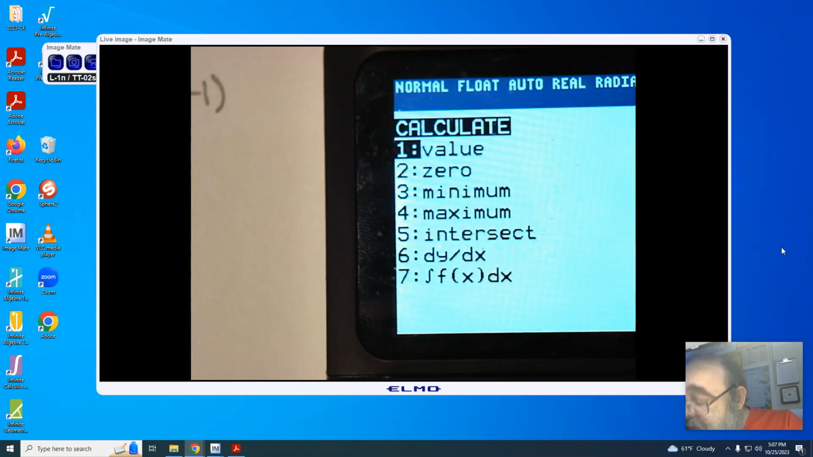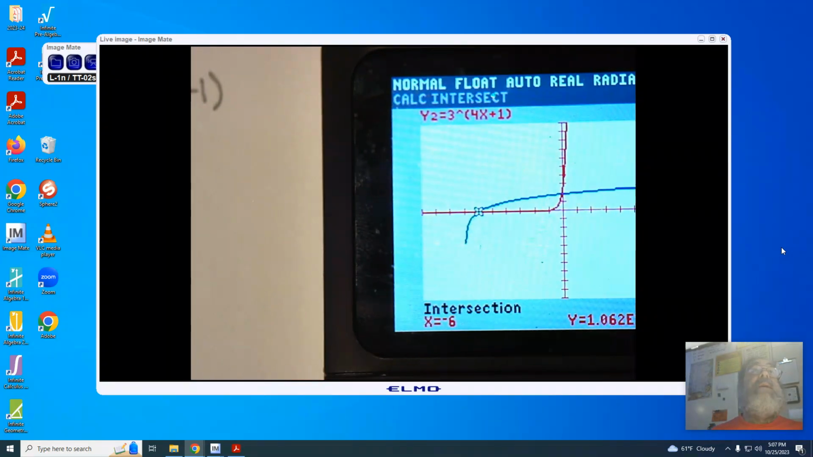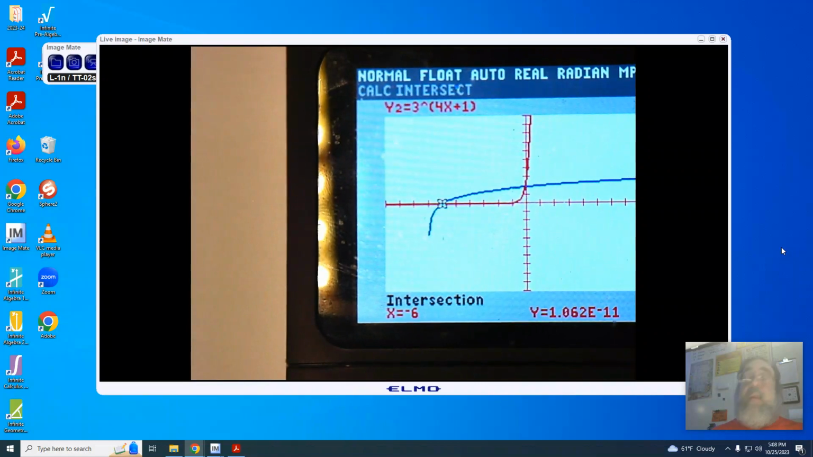Second trace, find the first intersection, 5. Now remember, we have to get closest to it. We'll always go to the closer intersection. We're right in the middle, so it's a flip of a coin. We can see that our intersection is approximately 0 for the y value and -6 for the x. So the intersection is located at -6 and the value is 0.